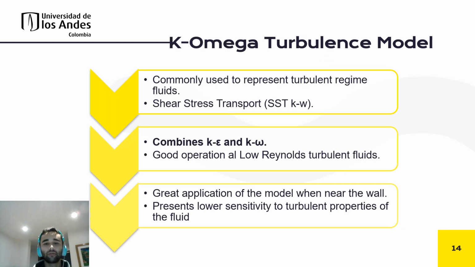The shear stress transport kappa omega model was used in this case because it combines the best of the kappa epsilon and kappa omega models. It has an excellent operation in a wide range of Reynolds values, a great application near the wall, and a lower sensitivity to the inlet free stream turbulence properties in comparison to other models.